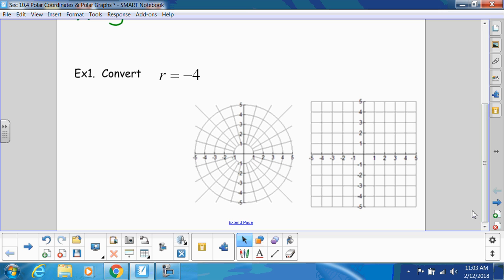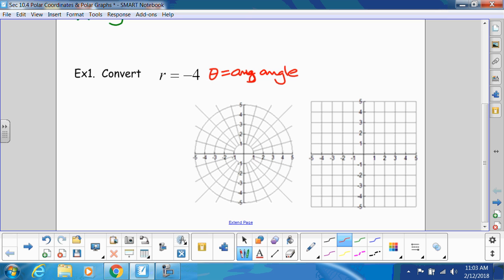Okay, so it says convert r equals -4. Notice that this is a polar equation, and it does not have theta in it. So that means theta can be any angle. So any angle as long as the radius is -4. So let's say I start at 0, and then I go -4. That would be over here. Well, what if my angle is 90 degrees, or pi over 2? That would be down here, and so on. So it would be all of these different points that have a radius of -4.